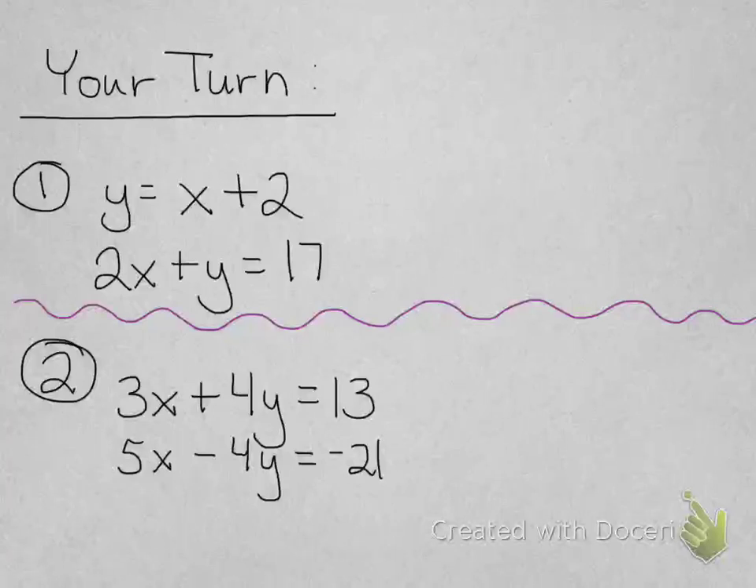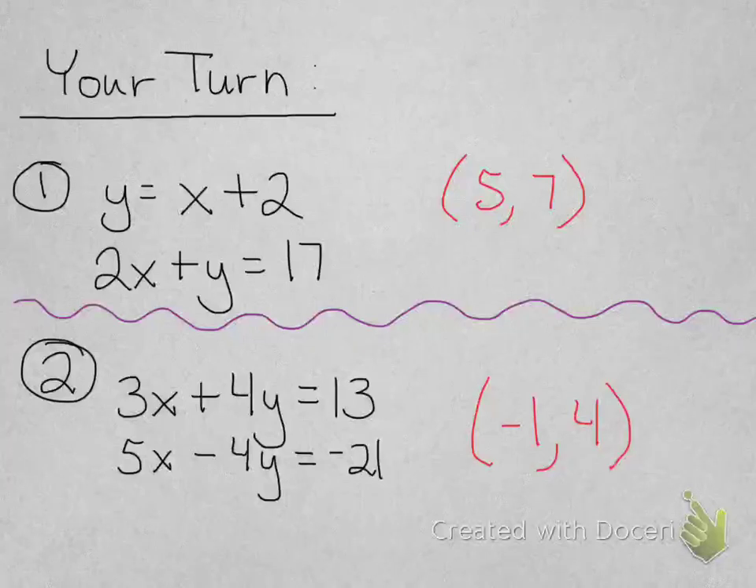So hopefully you've had time to work these out. On example 1, you should have gotten the solution of 5, 7. X is 5, y is 7. And for problem number 2, x is -1 and y is 4. Those are the two solutions. If you did not get those two solutions, make sure that you ask. Write those down in your notes to self as you're working through these. Write down any questions that you might have so that we can go over those and address them in class tomorrow.